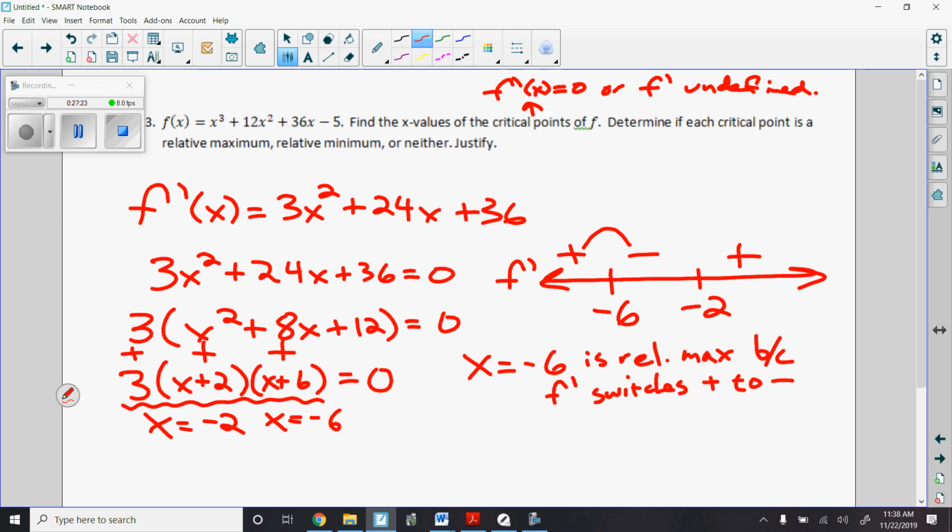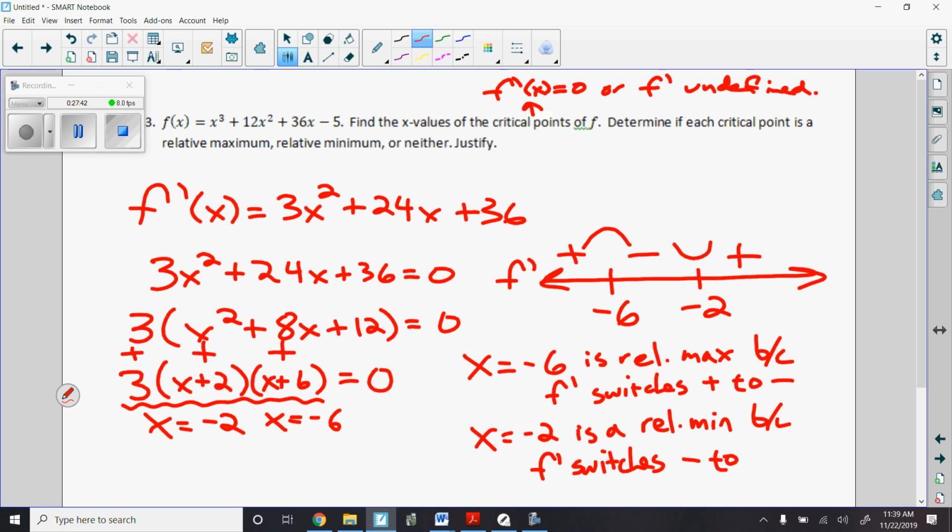Okay. X equals negative 2, then is the opposite. X equals negative 2 is a relative min because f prime switches minus to plus. And we're done. Next problem.